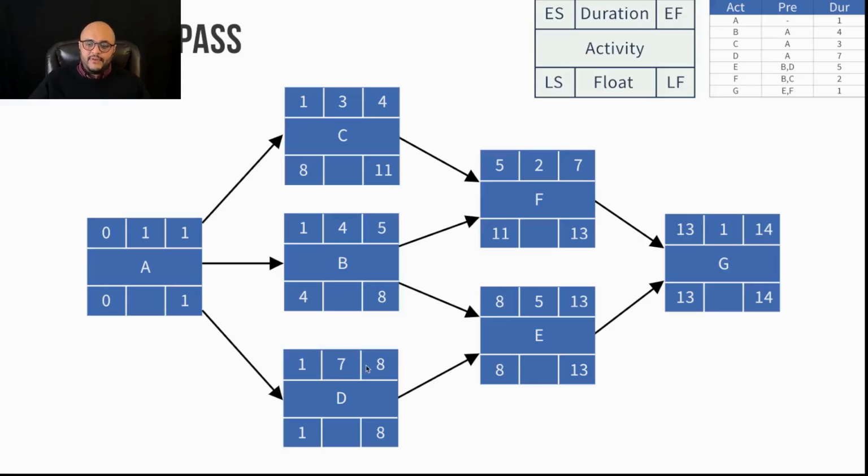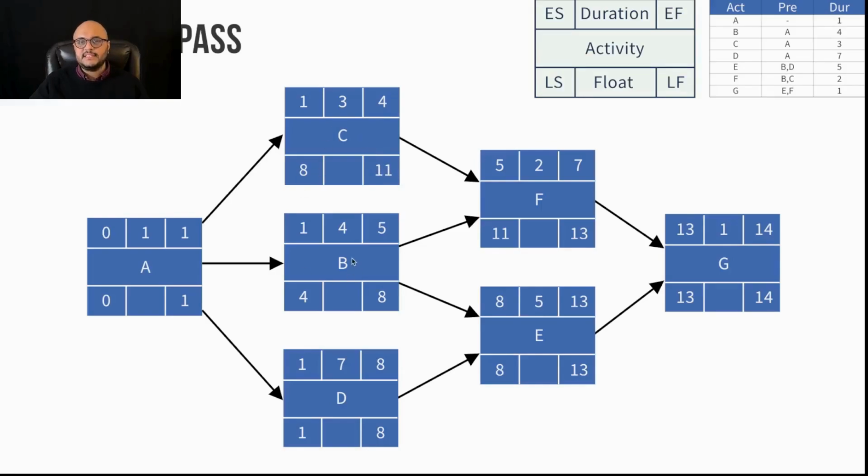Here I have task D. I'm going to start with D here. Task D inherits the late start date of task E as its late finish date. So 8 minus 7 is 1. The same happens for task C, activity C. It inherits its late finish date here as 11. 11 minus 3 is 8.